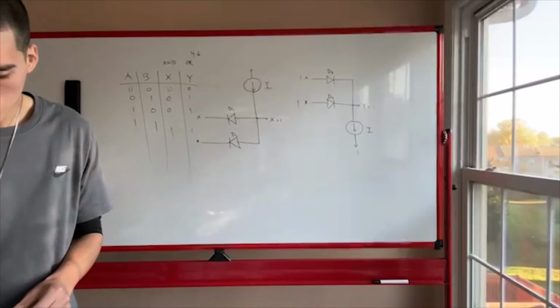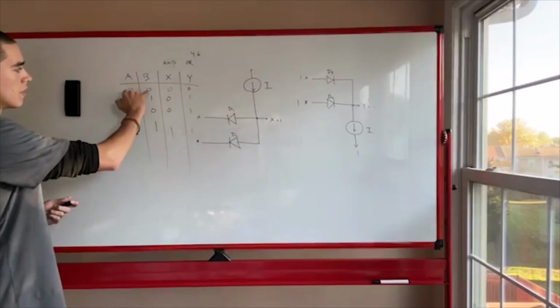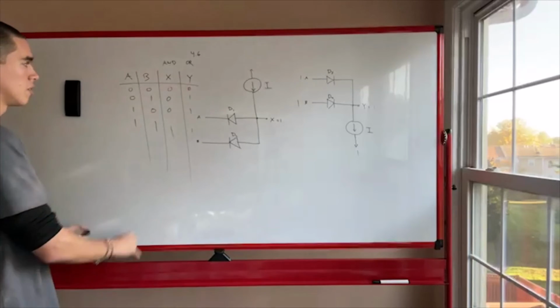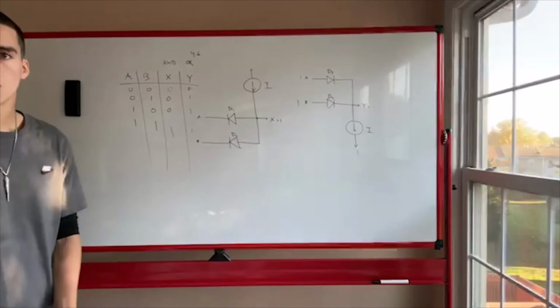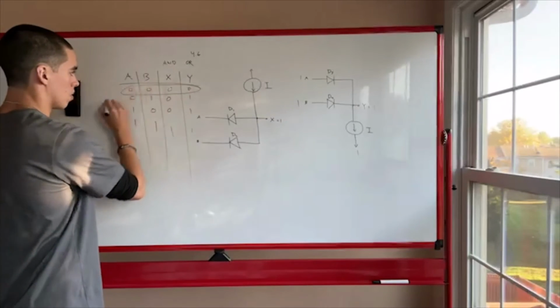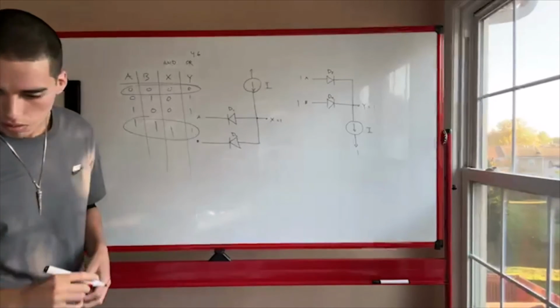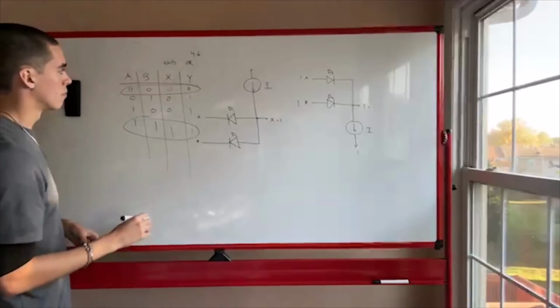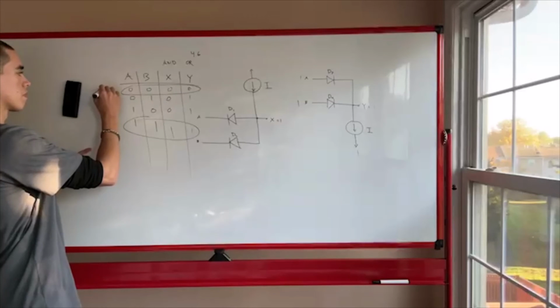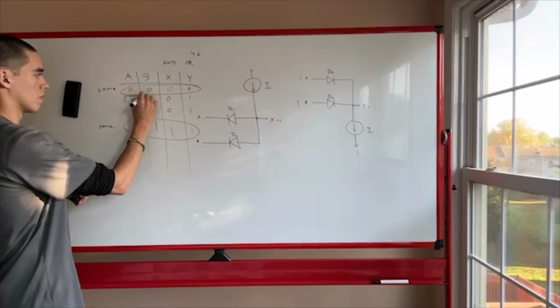For what values of A and B do they have the same value? For not A and not B, they have the same value, and for A and B, they have the same value. There, so this one right here, and this one right here. And for different values, these are different.